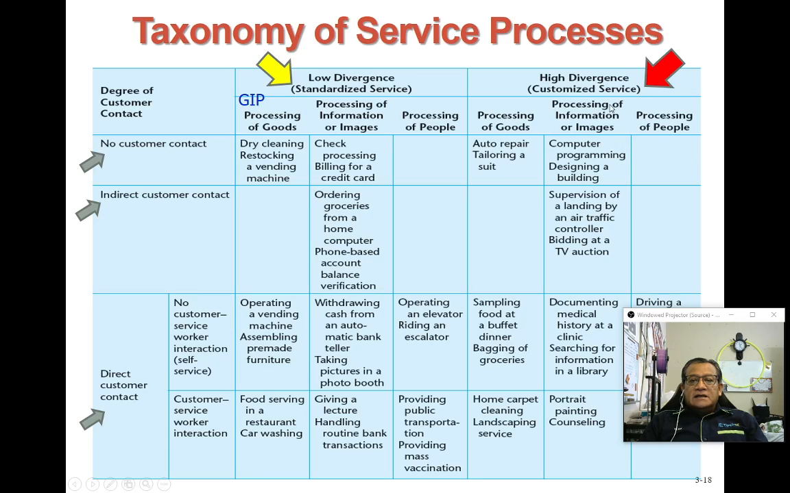However, in this high divergence or customized service, for example, you are booking your tailor to make your trousers, make your shirts. These are very customized services in which the service provider is focusing only on you. Another example is repairing your car in the workshop, in the service center. So again, it is very specific. You as a customer will be addressed individually because the needs of customers in the divergent segment are very specific.